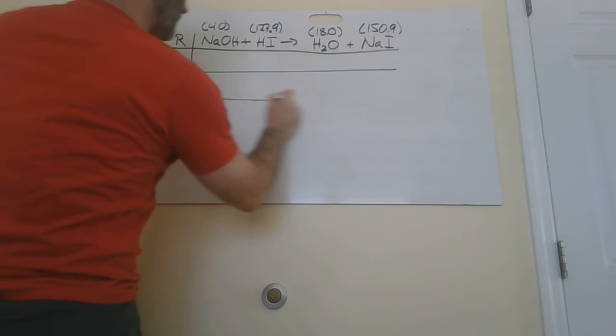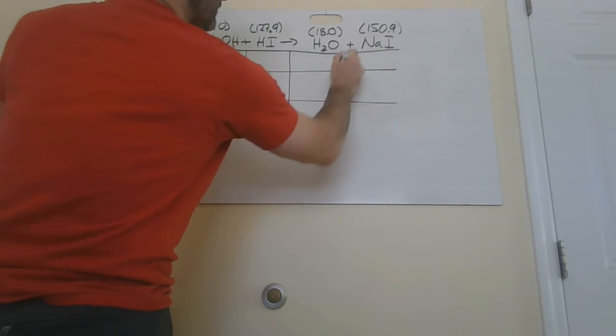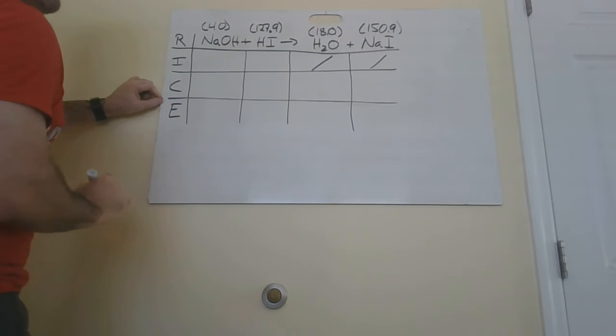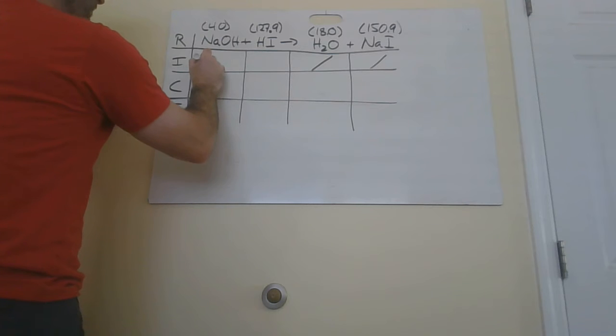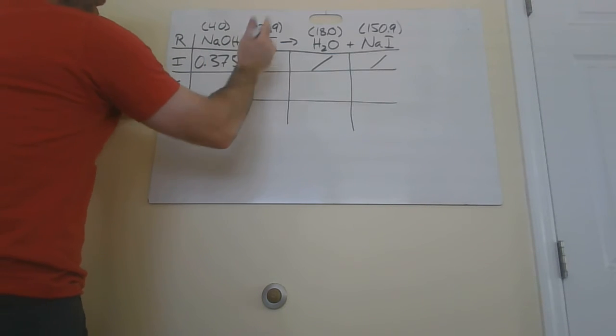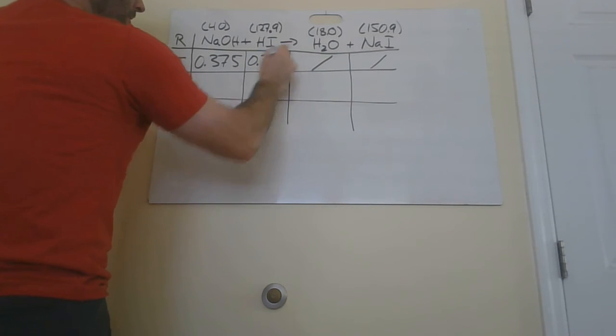So these are my products. We know that we don't have any of those to start off with. We know we've got 0.375 moles, and we've got plenty of this, so we can just put 0.375 in there to make the problem work.